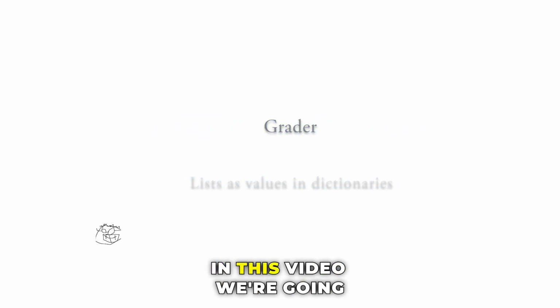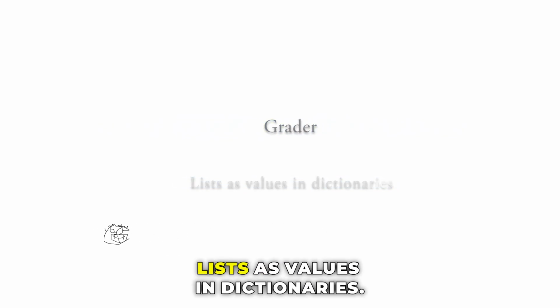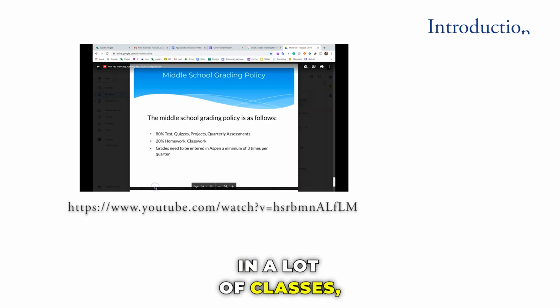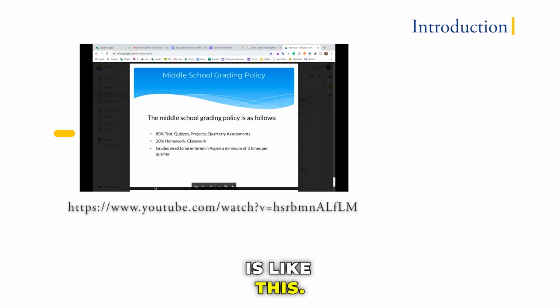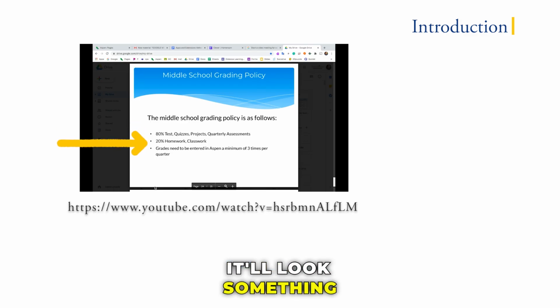Hello everybody, in this video we're going to look at a grade calculating program where we have lists as values in dictionaries. Alright, let's get going. In a lot of classes, the way the grade works is like this. You'll have categories, each with different weights. It'll look something like this.